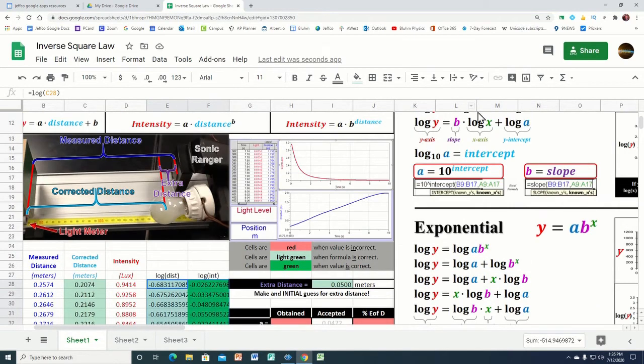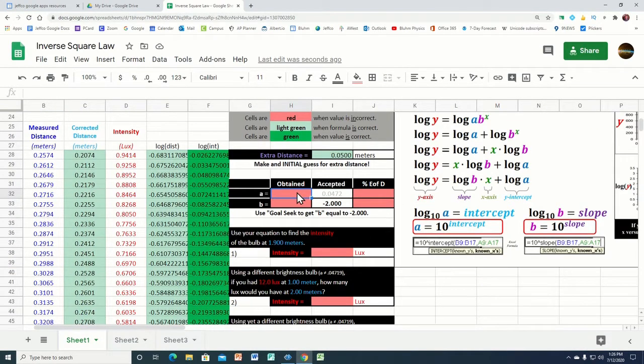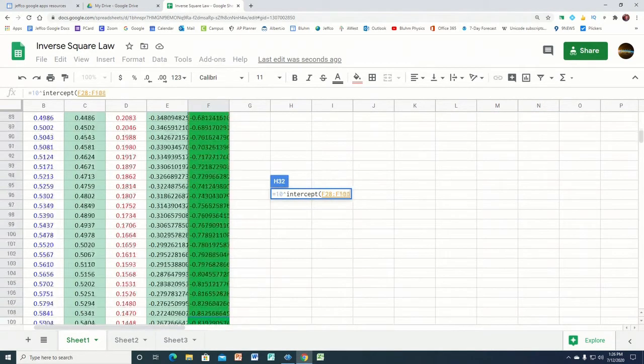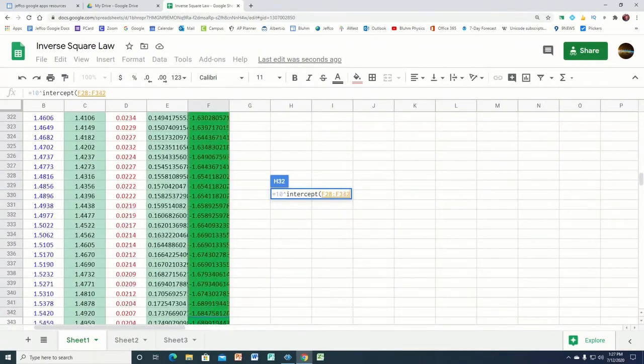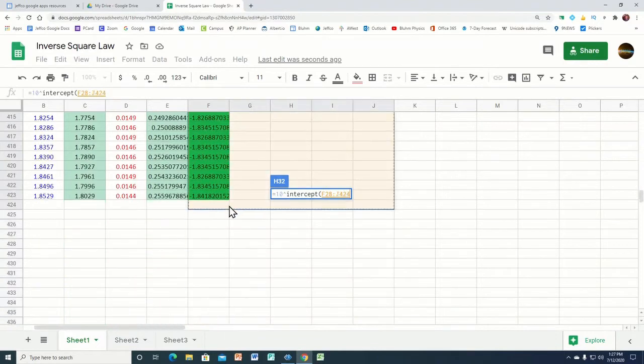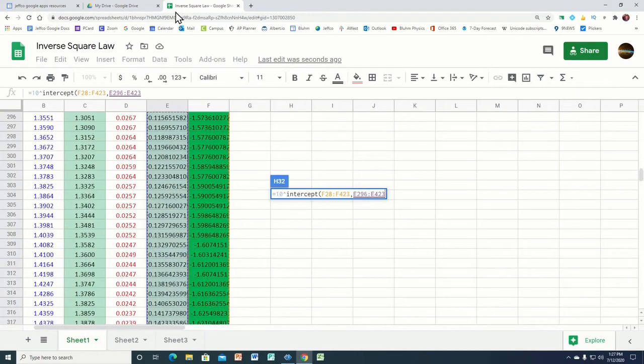Okay, but knowing that it takes on that form, I've got to find out what A is. A is going to be 10 to the intercept, and B is going to be equal to the slope. So I'm going to type in equals 10 raised to the intercept of, and this is going to be a little tedious. I have to type in all the y values first, bringing them all the way down here. Then I'm going to hit comma, and put in all the x values next.